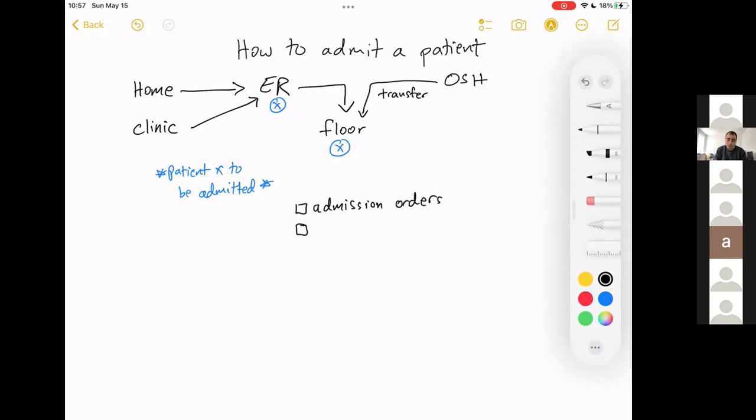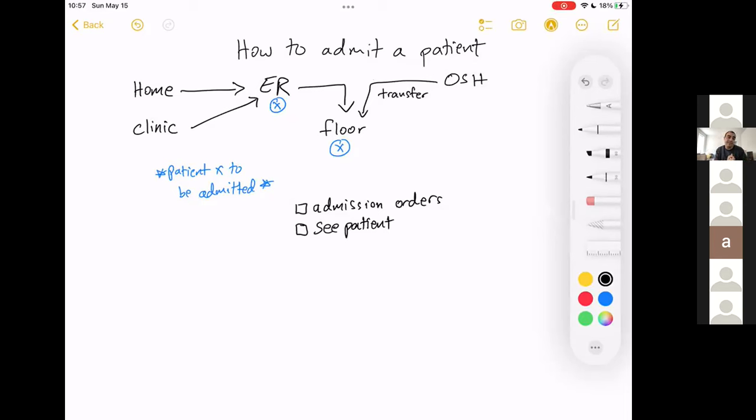Then number two comes your job, which is you've got to see the patient. Okay, so this is what I like to do: you put in your admission orders, and now you transfer all the care to you, and then you go and see the patient. Some people will switch these around. They will say, hey, listen, I want to go see the patient first, and then put in my admission orders. That's also acceptable, but I'll tell you what happens.